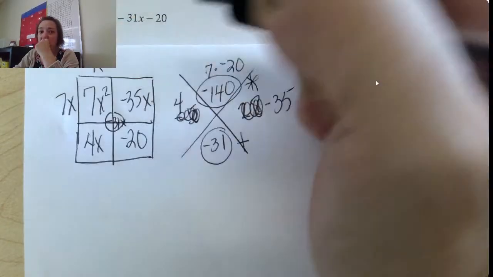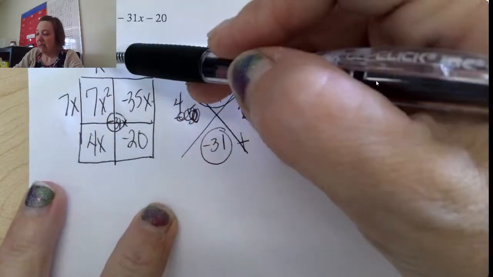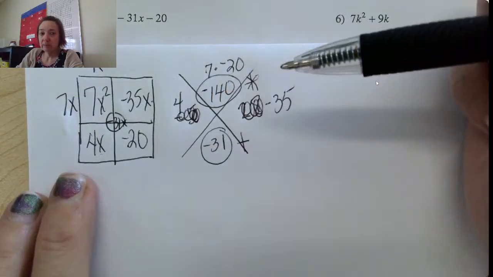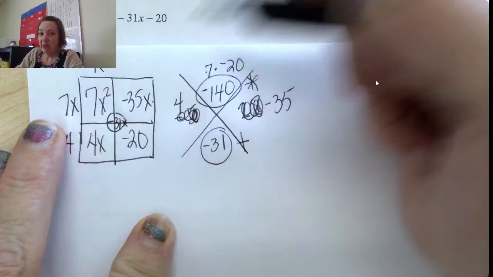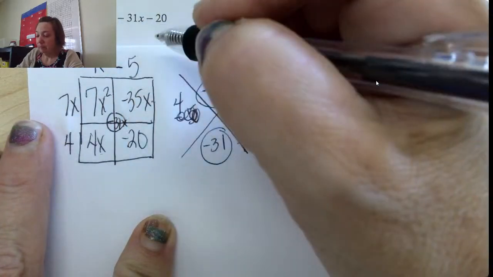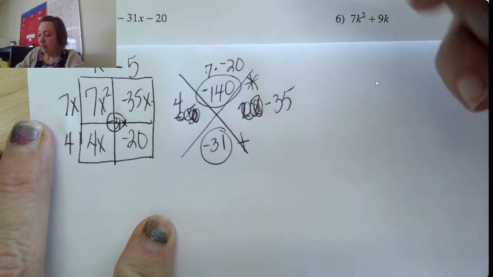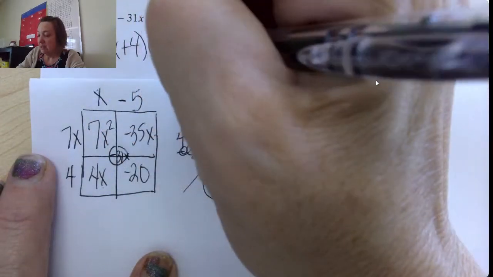And the 7x has to go over here, right? Now what would we multiply x by to get 4x? 4. And what would we multiply 7x by to get negative 35? Negative 5. So our factors are 7x plus 4 and x minus 5.